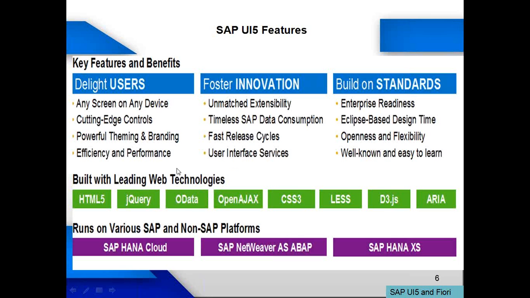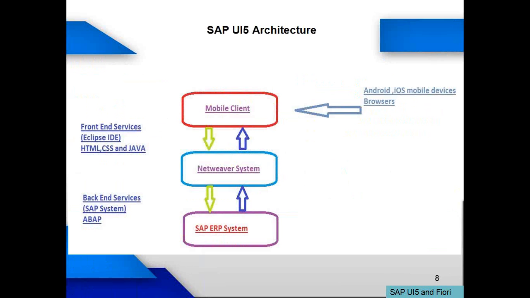So in the next slide, I am going to show you the architecture of SAP UI5. SAP UI5 is basically a three-layer architecture. The end user will have the mobile client. They will request the data from the backend system. That request will be forwarded to the Netweaver system, and then the Netweaver system will convert the request into ABAP, and then the SAP system will return the data in ABAP, and then the Netweaver system will return the data in OData. So here, if you see the application, there are two parts in SAP UI5. One is a front-end service, one is a back-end service.